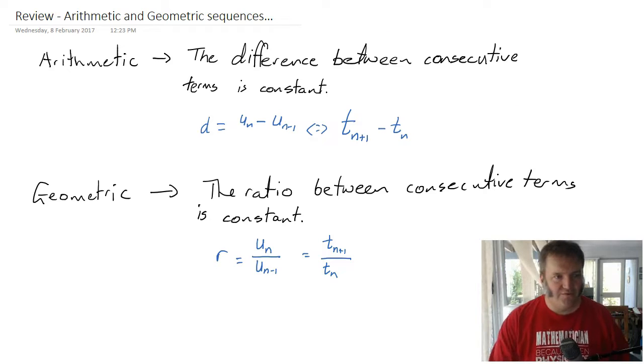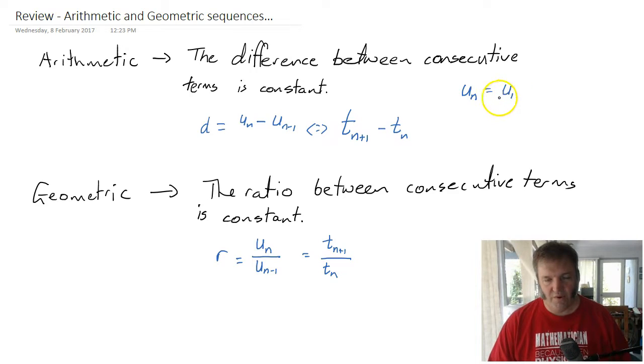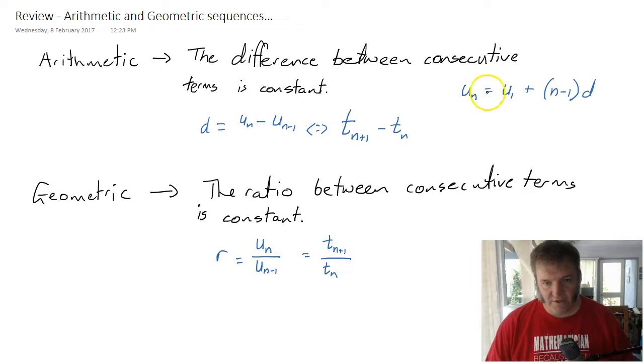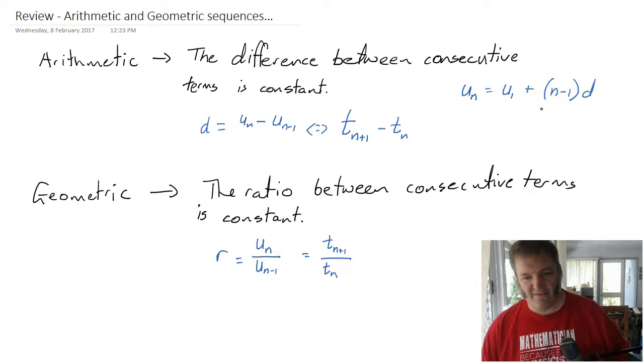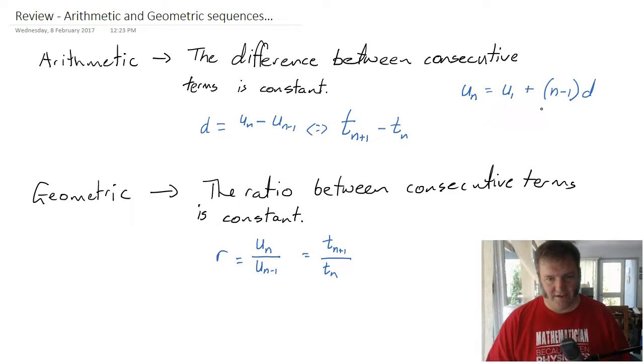So we have rules for finding the general term of each one of these. Although we've got the basic definition of what they are and how they work, what would be the general rule for an arithmetic sequence? Well, you start with your first term, u_1, and then you add on the common difference. How many times? n minus 1 times, because when you start with the first term you want 0d, you don't want extra numbers added on. So that's the rule for finding any term in an arithmetic sequence.